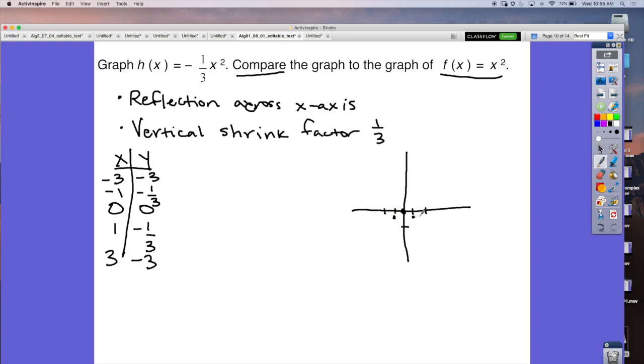Okay, so I'm going to put in 3, 1, 2, 3, and then 1, 2, 3. Please make sure that when you draw it, it's a curve, it's a parabola. It's not a V.